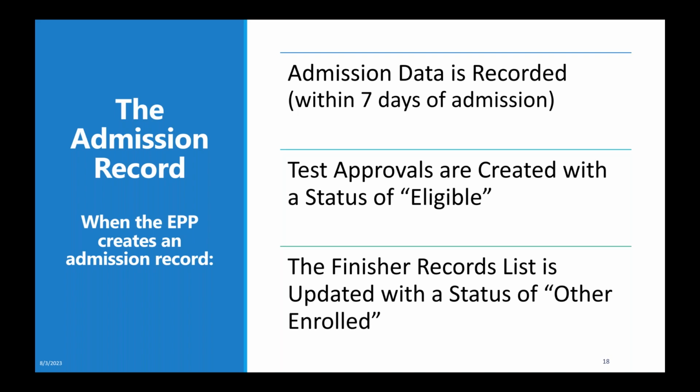Additionally, the candidate is automatically placed onto the finisher records list with a status of other enrolled for the certificates identified in the admission record. It is important to note that you have until August 31st to create admission records for candidates that may have fallen through the cracks and were admitted with no admission record created. You will have until September 15th to create an admission record for anyone admitted with an admission date in the last week of August 2023.